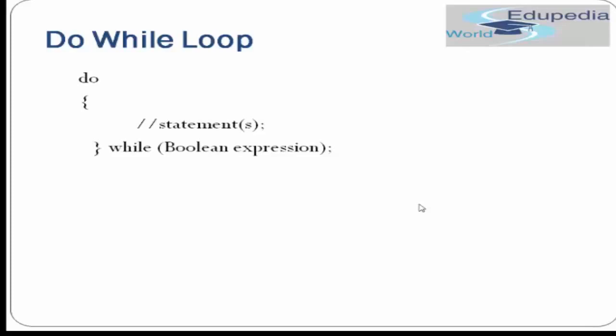The reason it always executes once is because whenever the execution starts, it reads do, then it reads the statements and starts executing them one by one. By the time all the statements get executed, it reaches this line and checks the while condition. If the condition is true, it again falls into the loop and executes it for the second time. But if it is false, it will come out of the loop. But in that case also, it has already executed the loop once. So a do while loop ensures that your loop gets executed once, no matter whether the condition is true or false.